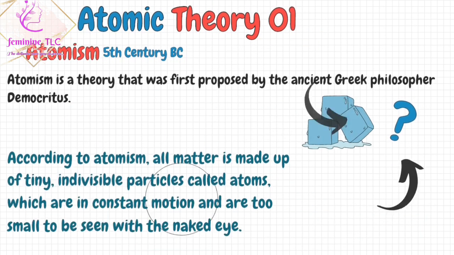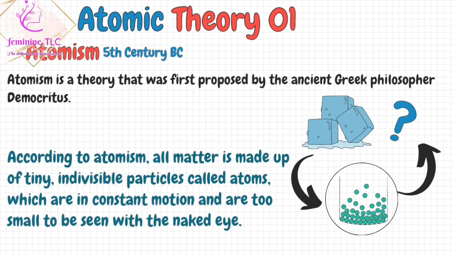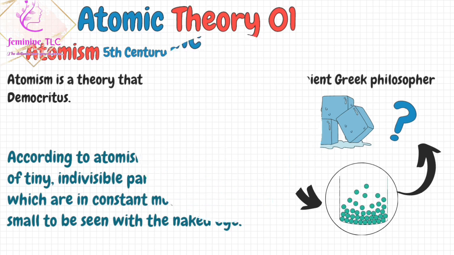So let's look at the first atomic theory, which is atomism. This is a theory that was first proposed by the ancient Greek philosopher Democritus. And according to Democritus, all matter is made up of tiny, indivisible particles called atoms, which are in constant motion and are too small to be seen with the naked eye.